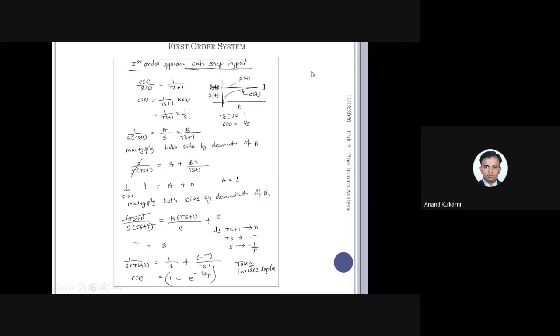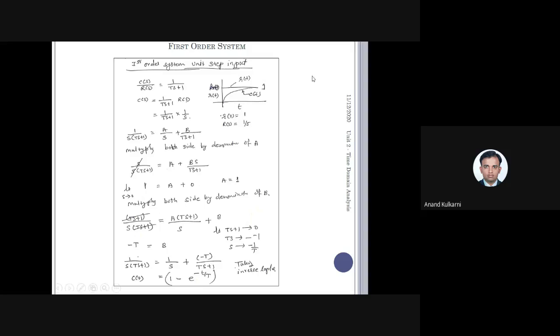So here you can see this is the signal versus time graph. The input signal and output signal are plotted on the same graph. Instead of drawing two separate graphs, I have drawn only one graph. R of t, you can see this is a horizontal line, that is a step input, and it is a unit step input. 1 is written in front of that, meaning its value is 1 unit.